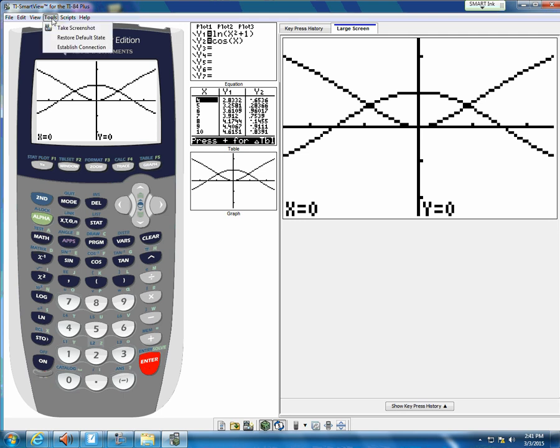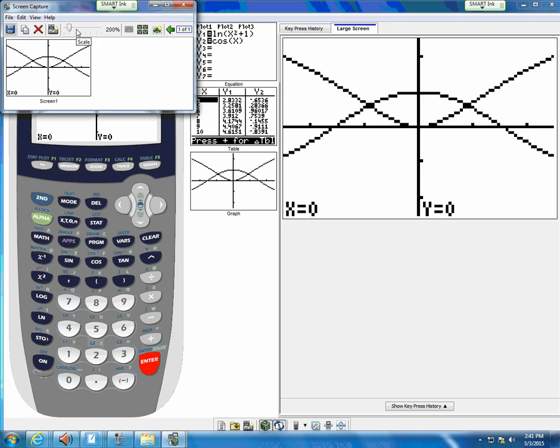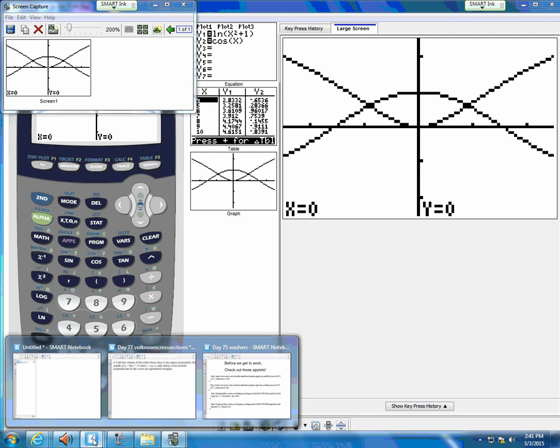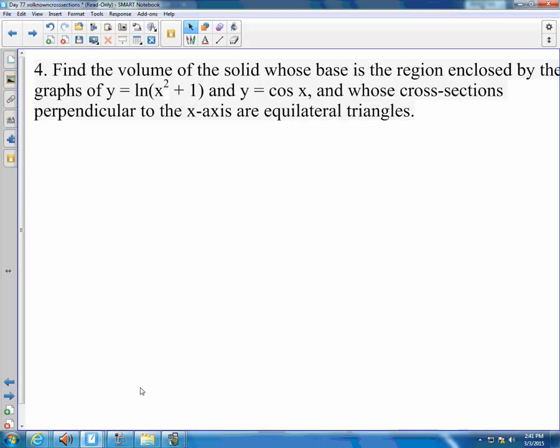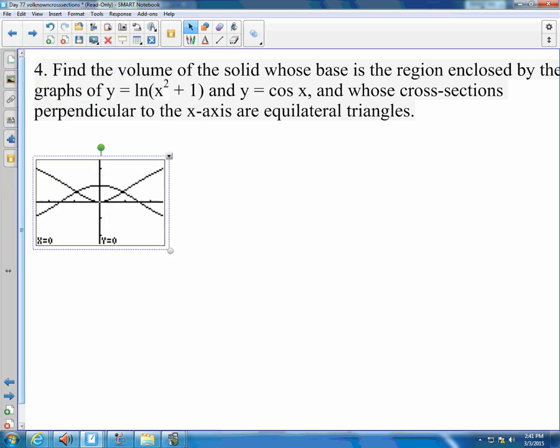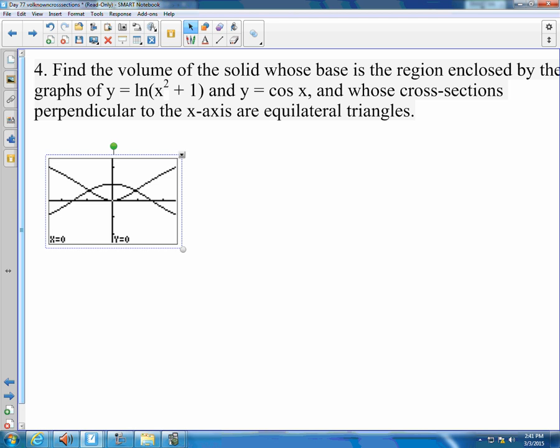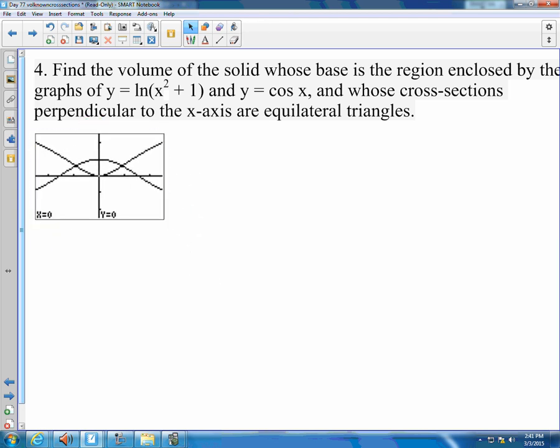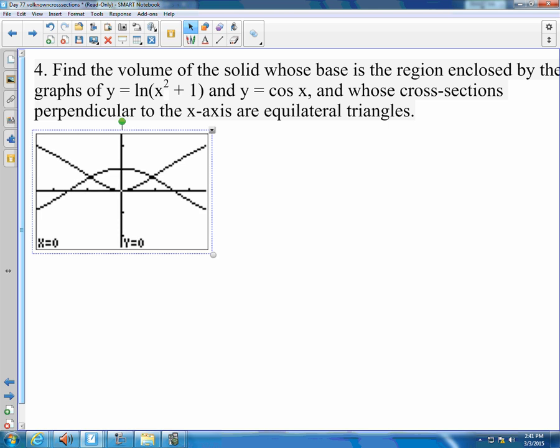Let me just take a little picture of that and bring it over. So let's see, tools. Copy that. And paste. Okay. So this is the base of our region. Make that a little bigger. And now if you take slices perpendicular to the x-axis, so going this way, these slices are all equilateral triangles. So the rest of the equilateral triangle is coming out of the board. Right? You're only seeing the base, which we call x.